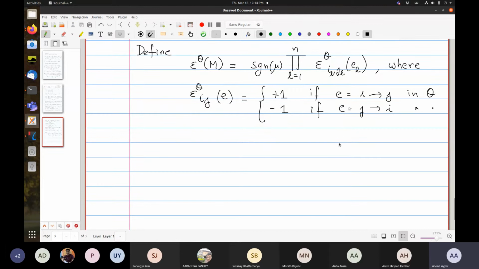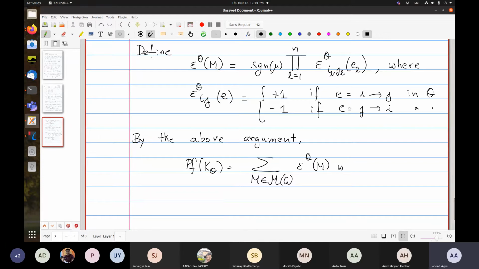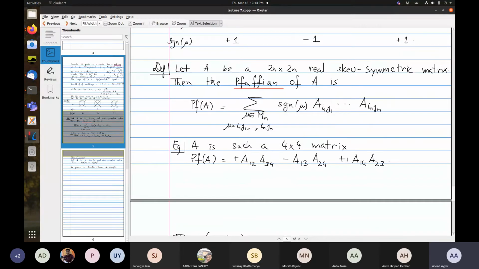And what we explained above by the bijection is that the Pfaffian of K_O is the sum over perfect matchings of G of epsilon_O of M. Did I call it weight or W?